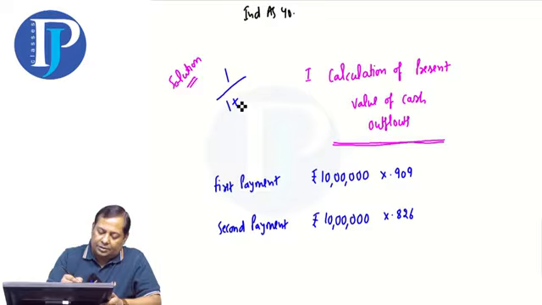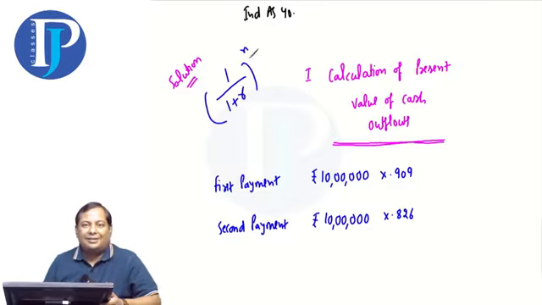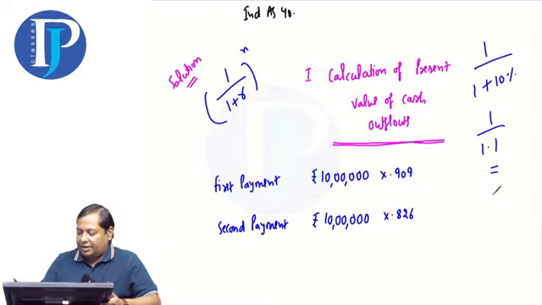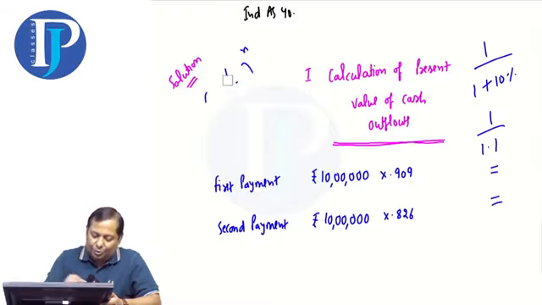1 upon 1 plus R. I hope you remember this formula. I can expect this much. So you need to do 1 upon 1 plus 10%. So it will become 1 upon 1.1, which gives the first PV factor, and then press it a second time, the next one will come. Just a small matter.